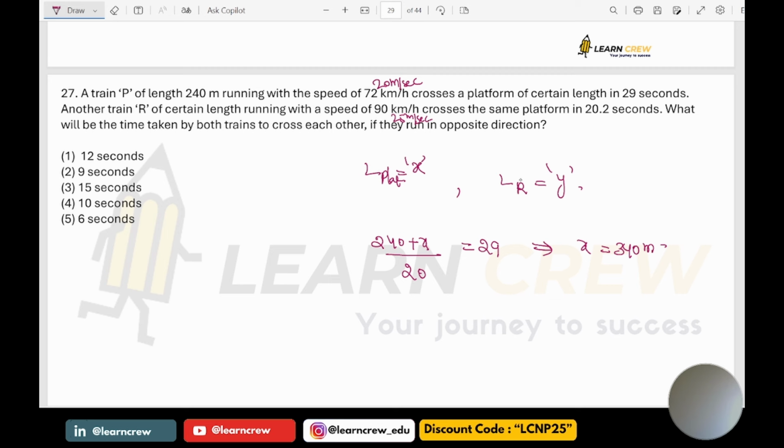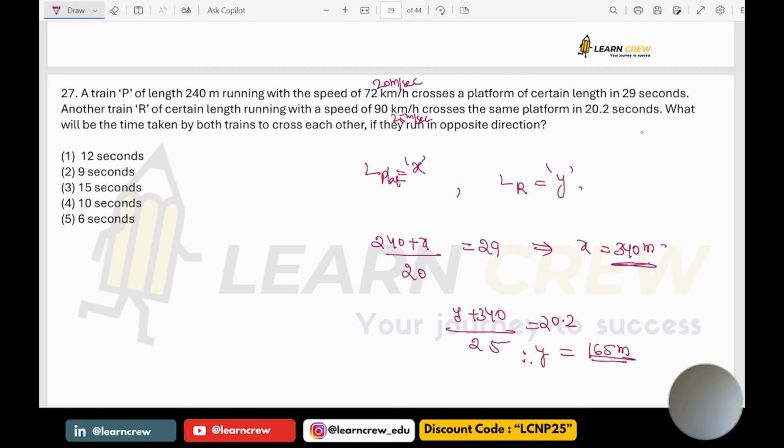Okay, and for a train of length Y to cross the same platform of length 340, so y plus 340 with a speed of 25, it takes 20.2 seconds. Thereby y is equal to how much you are going to get? The length of the second train is 165 meters.